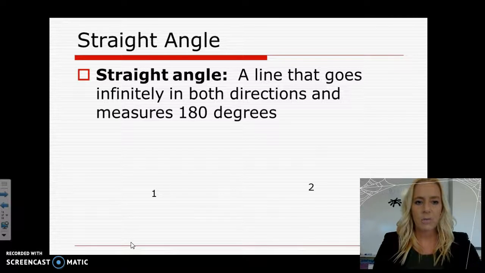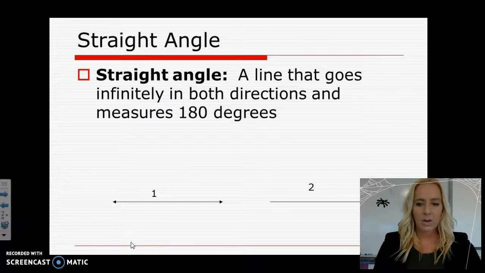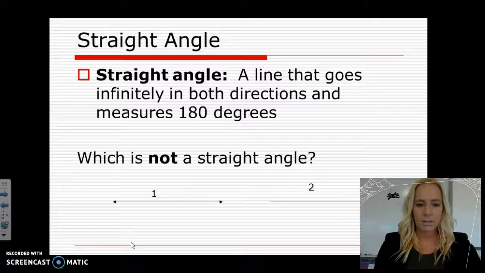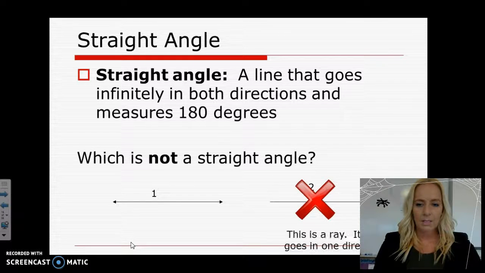And then just a quick review of a straight angle. A straight angle is an angle that forms a line, which is 180 degrees. So which of these is not a straight angle? If you guessed number 2, you are correct. Number 2 is a ray, and it only goes in one direction, so therefore it is not considered an angle.